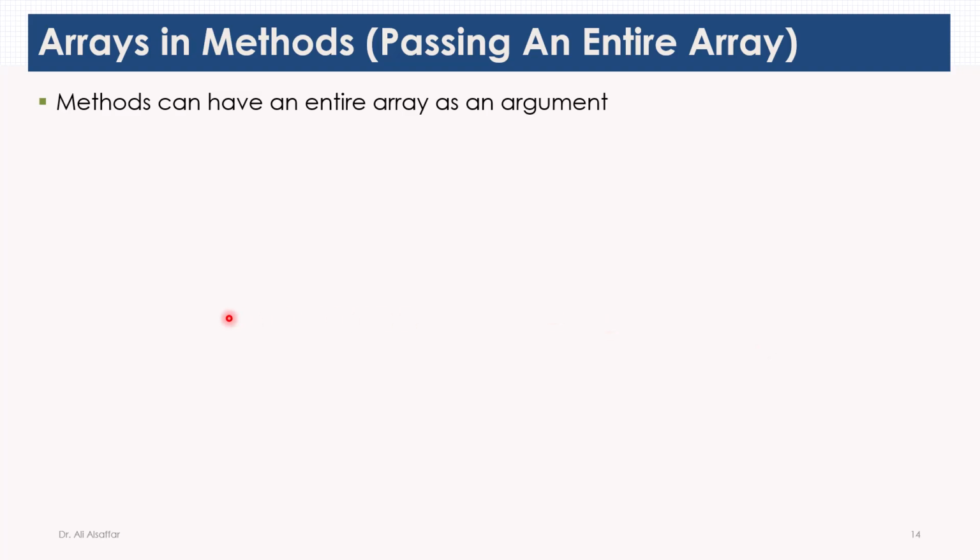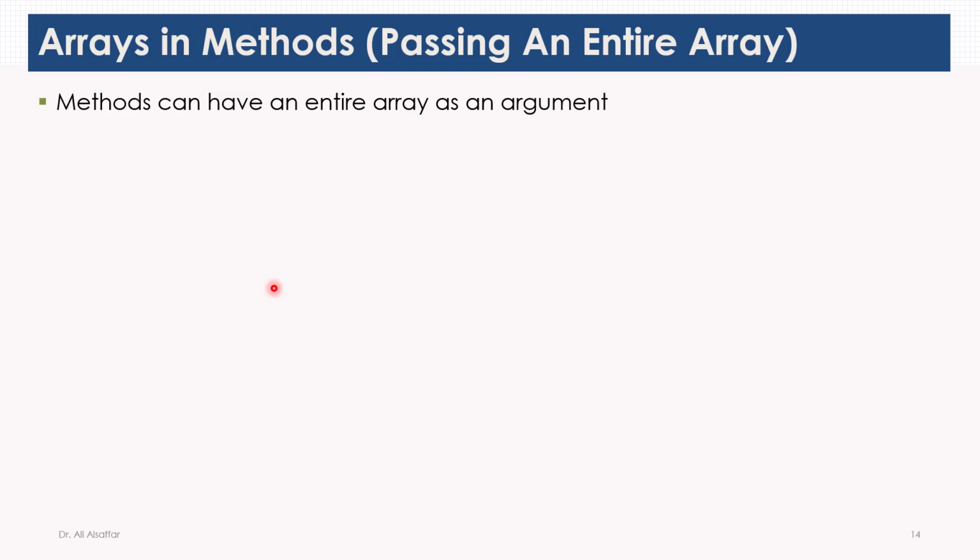After understanding how an index variable of an array is passed as an argument to a method, and also what happens when this index variable is passed as an argument when the method changes its value, now is the time to discuss how to pass an entire array. We will look at this topic from two sides.